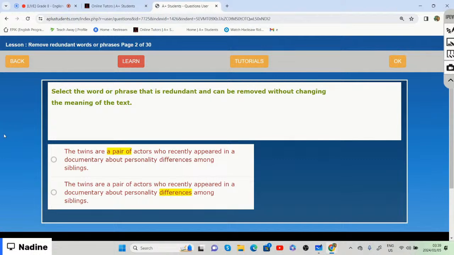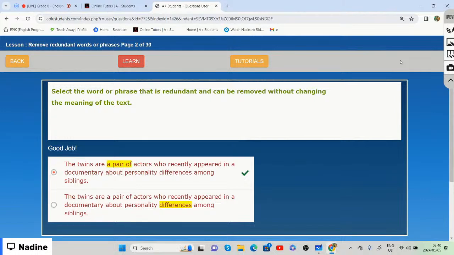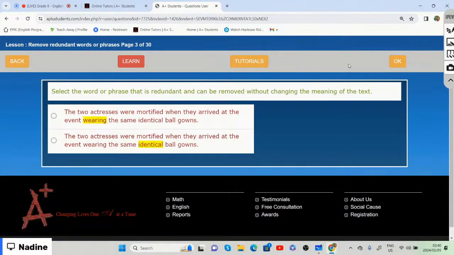All right, so the words that are redundant are twins and a pair of, because twins means two, or it is already a pair. Here, the first highlighted word is a pair of, which means that if we remove a pair of, it will be the twins are actors who recently appeared in a documentary about personality differences among siblings. So we're going with the first one. Well done. The first one is correct.